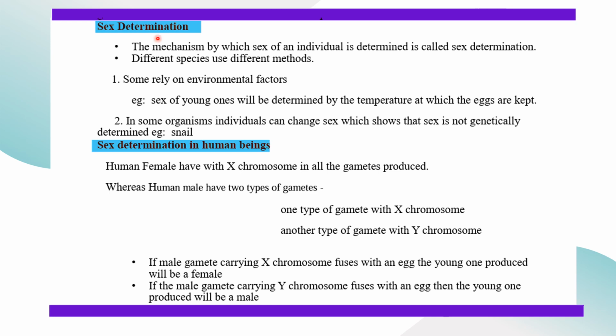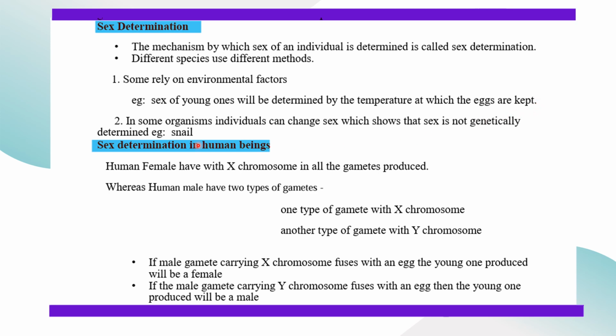Next is sex determination. The mechanism by which the sex of an individual is determined is called sex determination. Different species use different methods. Some rely on environmental factors. When we consider the example of the crocodile, the sex of the young ones is determined by the temperature at which the eggs are kept. When the temperature is cool, around 30 degrees Celsius, the hatchlings will be female. At warmer temperatures, around 34 degrees Celsius, they hatch as all males.